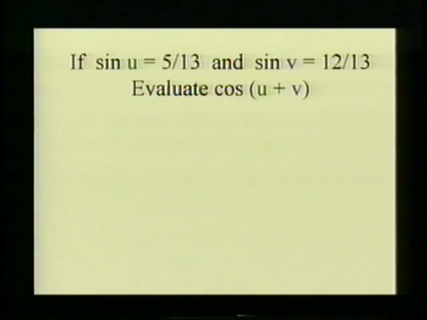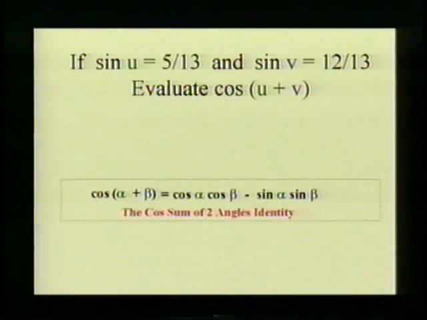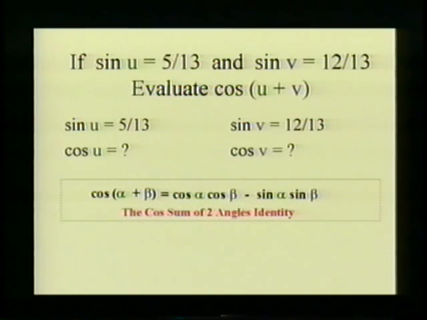Okay, here's a hard one. Here's a real hard one. I want you to tell me, given the sine of u is 5/13 and the sine of v is 12/13, I want to know the cosine of u plus v. Okay? Well, gosh. To do that, I can go right to the theorem, the cosine sum of two angles theorem, but I need to know 4 things. I need to know the cosine of alpha, the cosine of beta, the sine of alpha, and the sine of beta, and I really only know the 2 sines. So before I can even do this, I have to know the cosines. Okay? So what are we going to have to do? I don't know that. I need to know all 4.